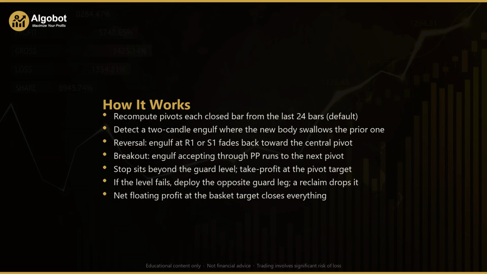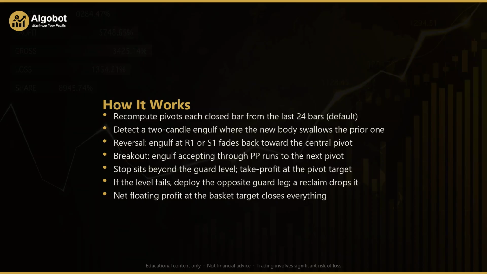The third and fourth entries are breakouts. If a bullish engulf closes clearly above the central pivot, that is acceptance to the upside, and the strategy buys with a target at R1. If a bearish engulf closes clearly below the central pivot, it sells with a target at S1. Reversals are always checked first, so a single candle cannot fire both modes at once.